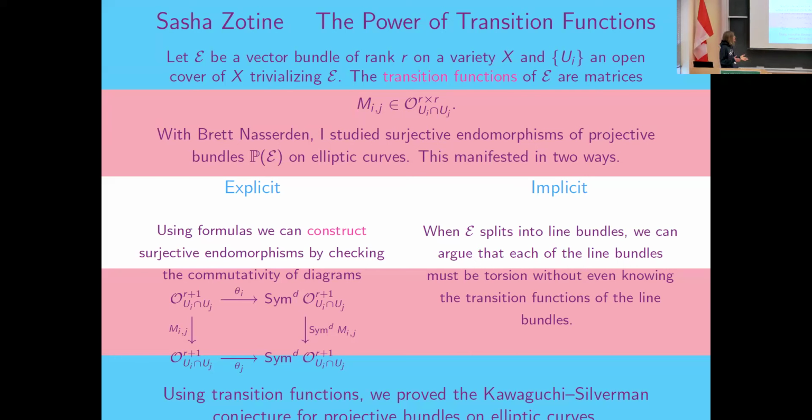It's kind of interesting. So using these two approaches, we were actually able to prove something called the Kawaguchi-Silverman conjecture for projective bundles on elliptic curves. I won't tell you what that is. You can ask me after if you're interested. This is a recent conjecture, but this was one of the open cases that people couldn't do with a lot of the sophisticated machinery, but we were able to do it with transition functions.